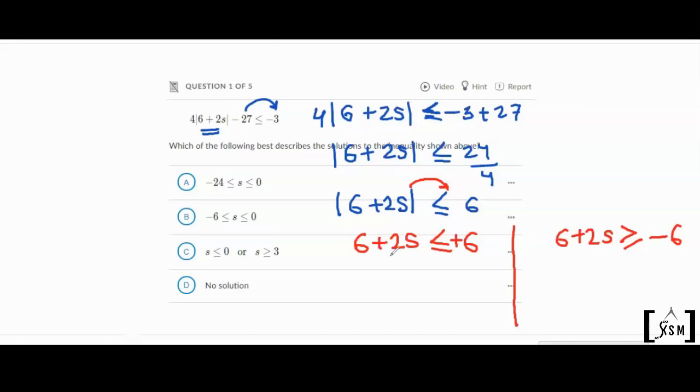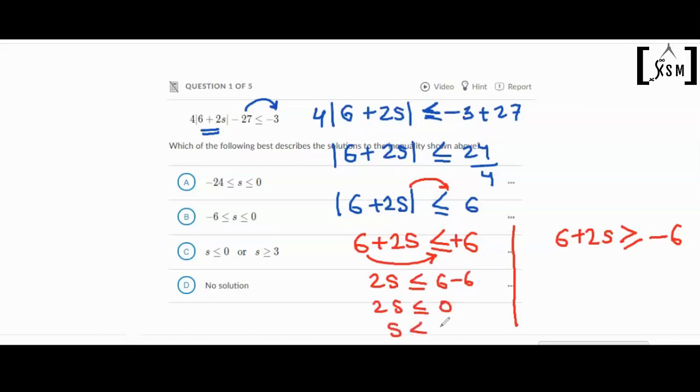This plus 6 I will bring to this side. So we get 2s is less than or equal to 6 minus 6. So we get 2s is less than or equal to 0. So s is less than or equal to 0. This 2 will come in division. So 0 over 2 is basically 0. So basically we got s is less than or equal to 0.